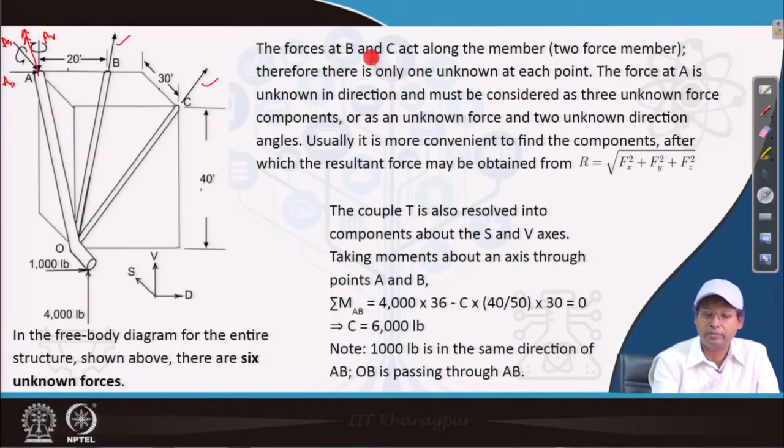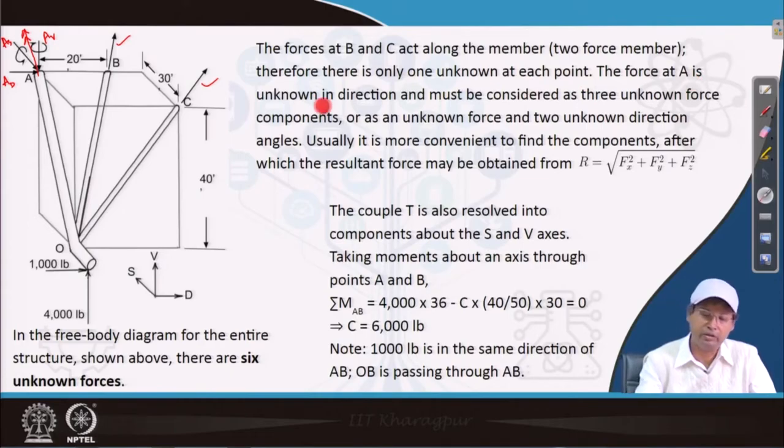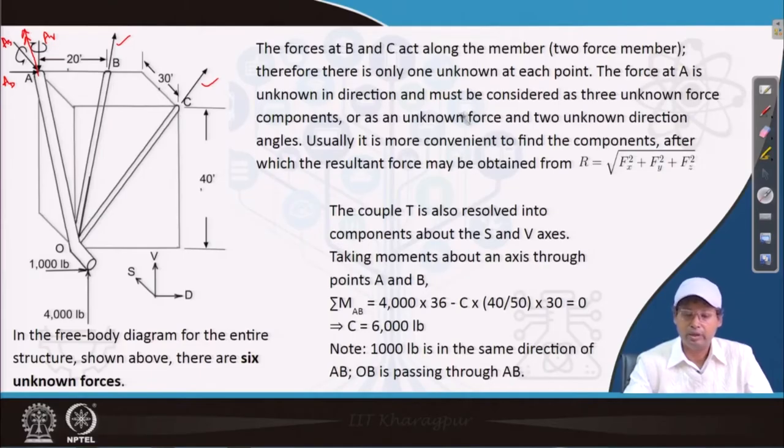The forces at B and C act along the member, two force members. Therefore, there is only one unknown at each point. The force at A is unknown in direction and must be considered as three unknown force components, or as an unknown force and two unknown direction angles. Usually, it is more convenient to find the components, after which the resultant force may be obtained from the relation R equals root over Fx square plus Fy square plus Fz square. The couple T is also resolved into components about S and V, that is what is shown here.